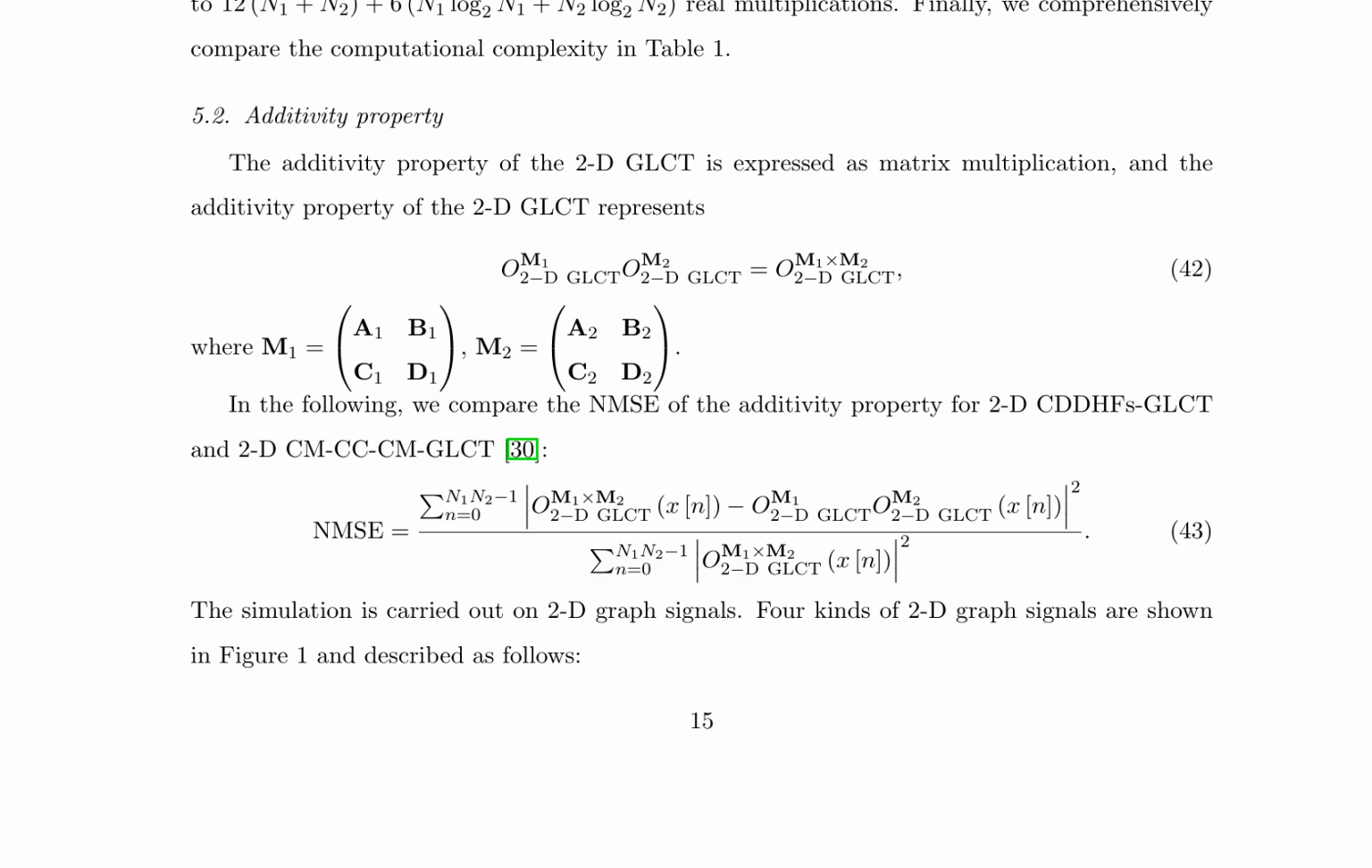The additivity property of the 2D GLCT is also discussed, which is expressed as matrix multiplication. This property is compared for 2D CDDHFs-GLCT and 2D CM-CC-CM-GLCT using the normalized mean squared error (NMSE) metric. The NMSE is calculated as the difference between the 2D GLCT of the product of two matrices and the product of the 2D GLCT of each matrix. Simulations are conducted on 4 types of 2D graph signals, and the results are presented in Figure 1. The NMSE is calculated using equation 43, which compares the 2D GLCT of the product of two matrices with the product of the 2D GLCT of each matrix.